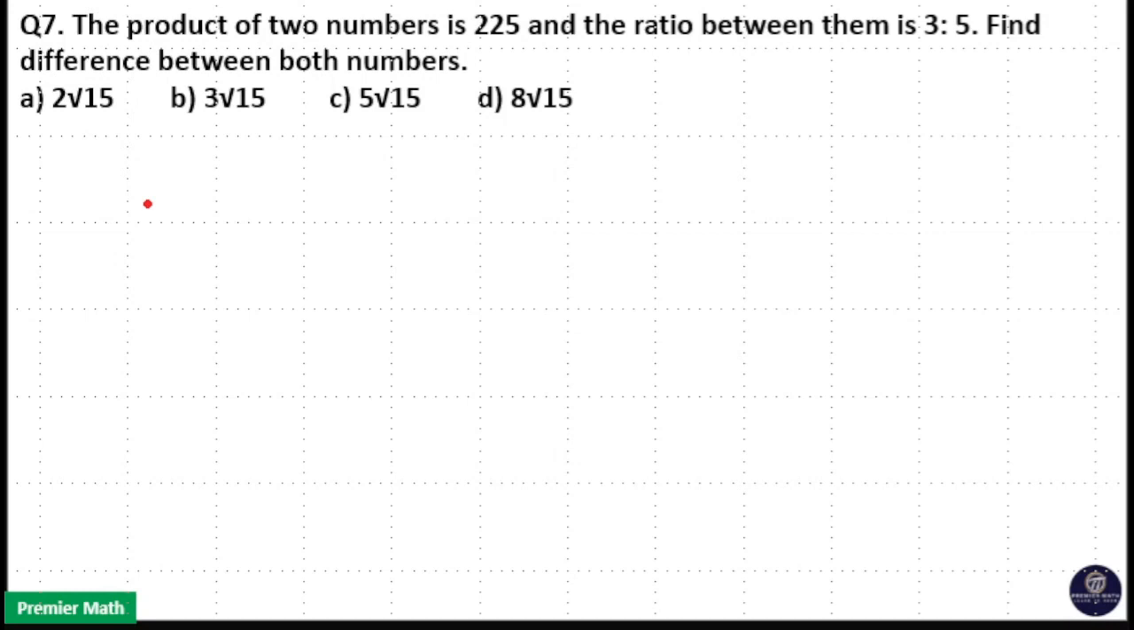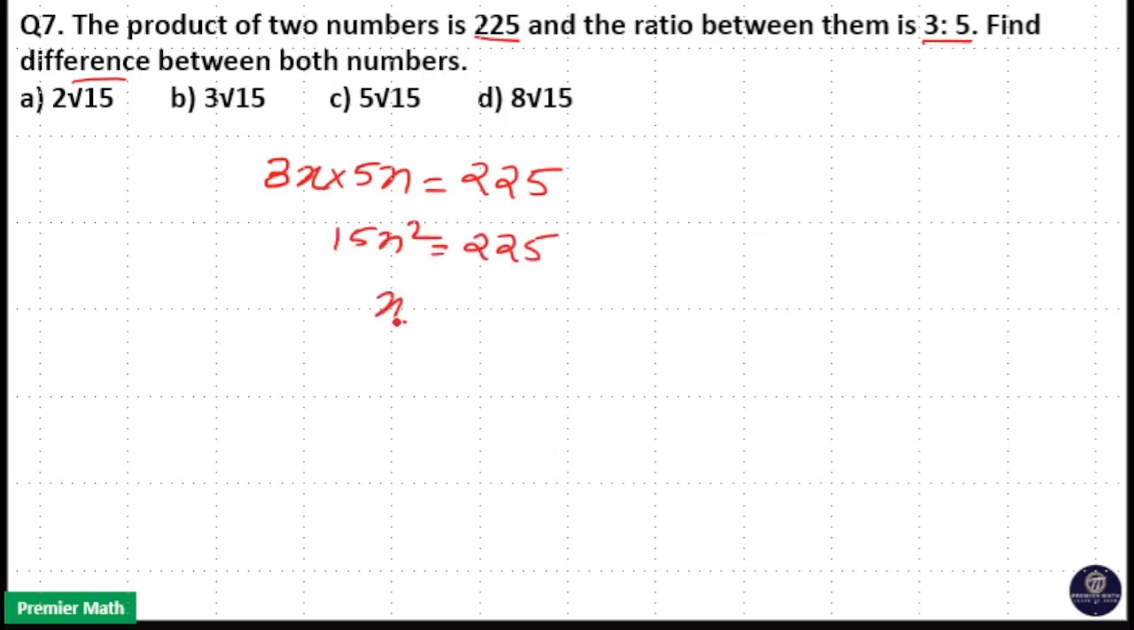Next is question number 7. The product of two numbers is 225 and the ratio between them is 3 is to 5. Find the difference between both the numbers. Here 3x into 5x is equal to 225. That means 15x square is equal to 225. That is, x square is equal to 15. 15s are 225. So x square is equal to 15 implies x is equal to root 15.